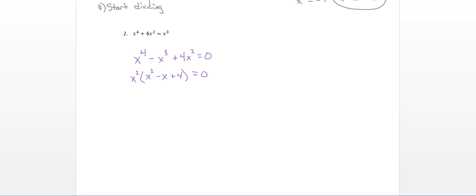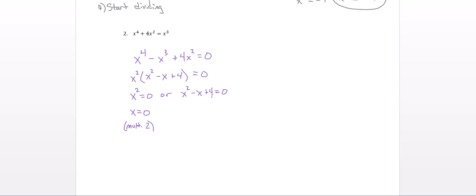Let it be easy, right? Start with the easiest part. Now, what I'm looking at is x squared equals 0, or x squared minus x plus 4 equals 0. x equals 0, and I'm going to put here multiplicity 2, so I know that the graph just touches at x equals 0 and then bounces off again.